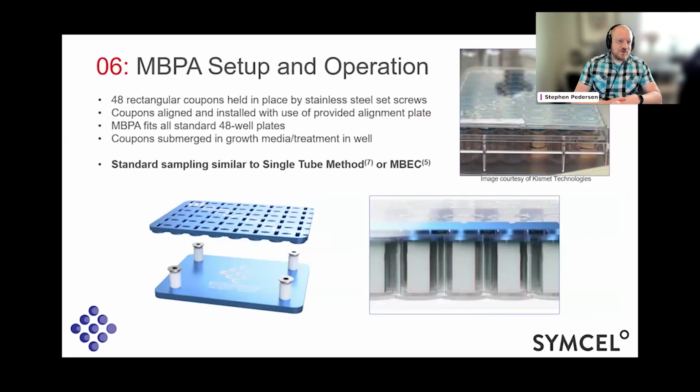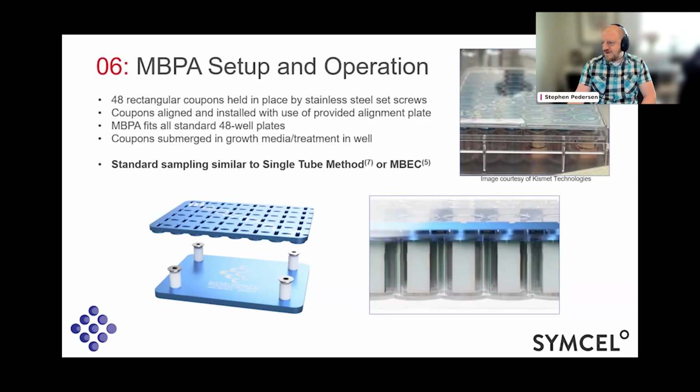Real quick setup and operation. Again, this is a 48 coupon device. The coupons are a rectangular shape. The standard is 0.8 inches long by a 1/4 inch wide. And we have a specialty size I'll talk about here in a slide or two that is specially designed to fit with the Symcel device. It's a 1/2 inch long by a 1/4 inch wide. And then the thickness on these is about 1 millimeter or so.